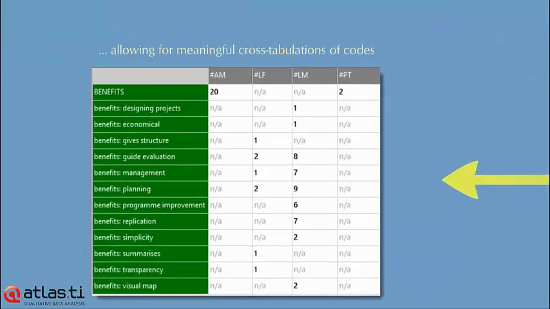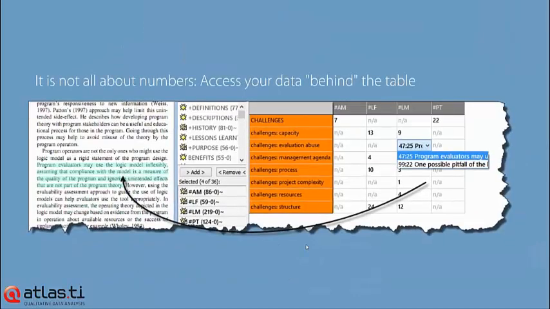Once it would all be properly coded, there would also be more numbers in this table. So this is a cross-tabulation of codes, a code co-occurrence table. Now within a few clicks you can see all the benefits across all the models. So you get a good impression which benefits would go with each of the models. And the same with challenges. The next slide shows the challenges.